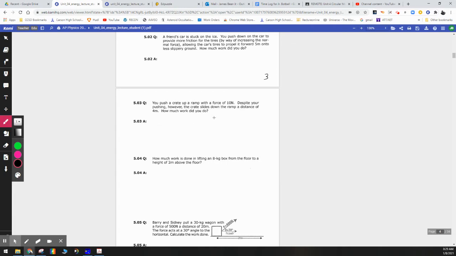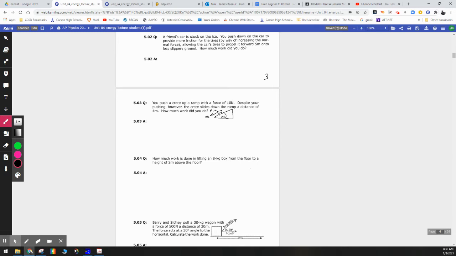So just to look at it here, there's a ramp, right? You push a crate with a force of 10 newtons. Despite your pushing, the crate begins to move in this direction. So delta x is in this direction, but the applied force is in this direction. Now, when you do ramp problems, this theta doesn't really apply because along the ramp, these are parallel. So long as the force and displacement are parallel, this theta doesn't necessarily apply.